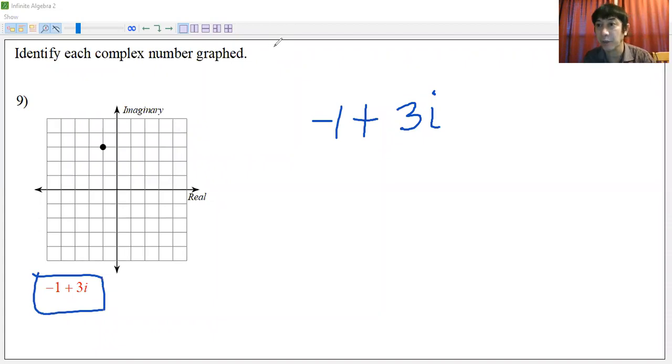So this is basically reading. You should be able to identify, and a while ago you should be able to determine the location given the number. So this time we're doing the reverse. All right, so this is for number 9, and we are correct. Okay, let's have number 10.